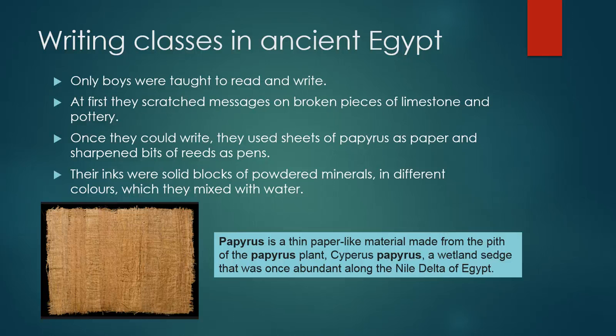So we can see there's an image here of a papyrus sheet, the thin paper-like material made from the pith of the papyrus plant, which was abundant along the Nile Delta of Egypt. It doesn't really get used anymore because we now all use paper.